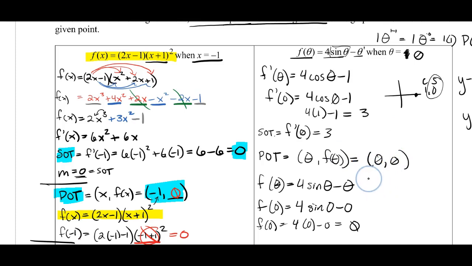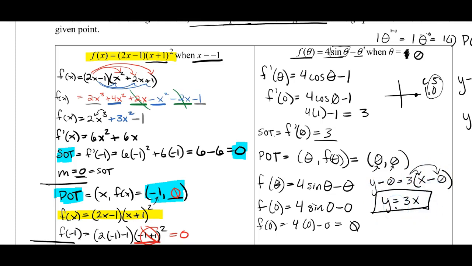And now I can use my point-slope form, y minus y1, right here, equals m, that's my slope of tangency, times x minus x1. y equals 3 times x. 3 times 0 is 0. So it's just y equals 3x for the equation of my tangent line.